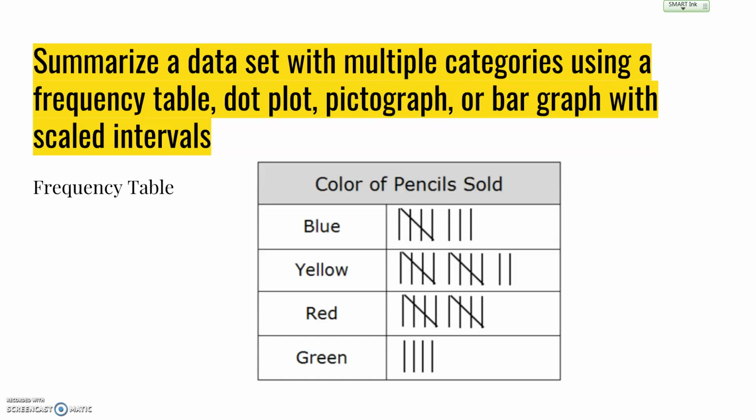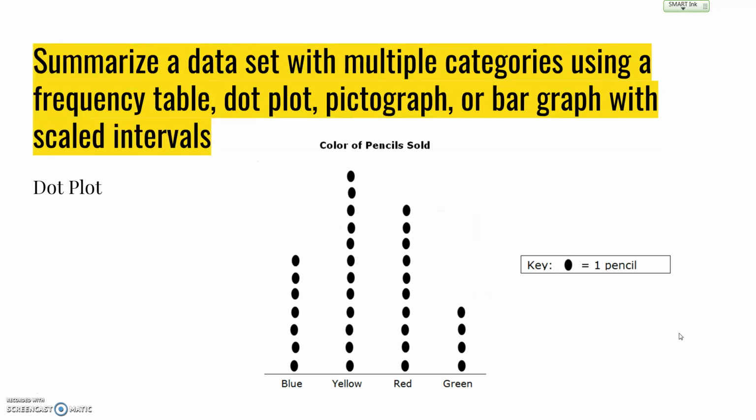So right here we see an example of a frequency table, sometimes called a tally chart. And this one's about the color of pencils that were sold somewhere. And you can see that it's organized into groups of 5 with tallies. And it's a pretty simple way to represent data. Students are familiar with this from other grade levels.